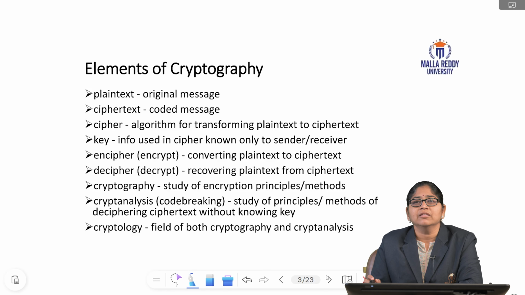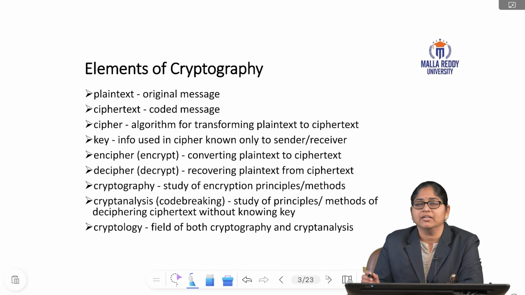Now we will see the basic elements of cryptography. The first element is plaintext. Plaintext means the original message that can be understood by any human. Ciphertext is a coded language that cannot be understood by unauthorized users. Only authorized users are able to see the ciphertext. Next, coming to cipher.